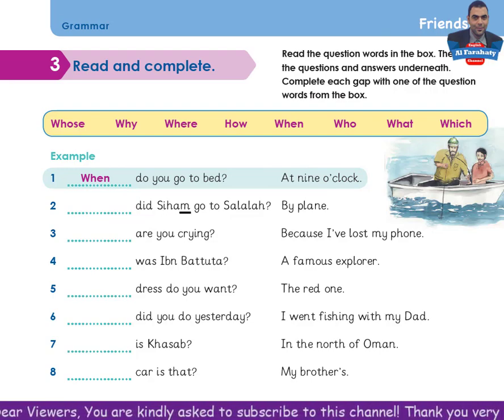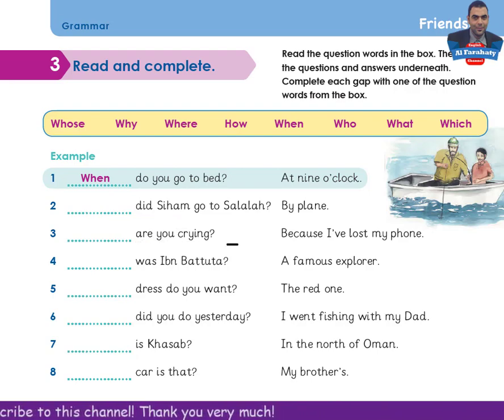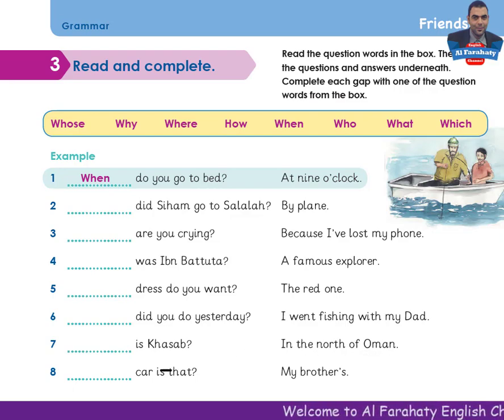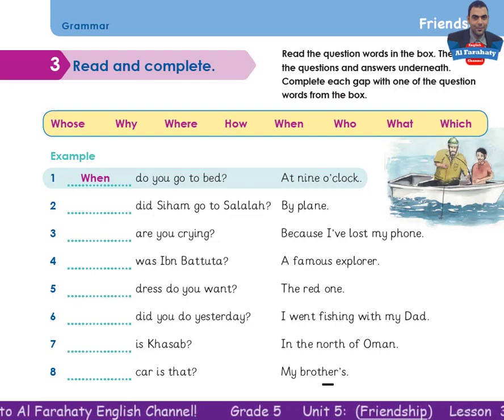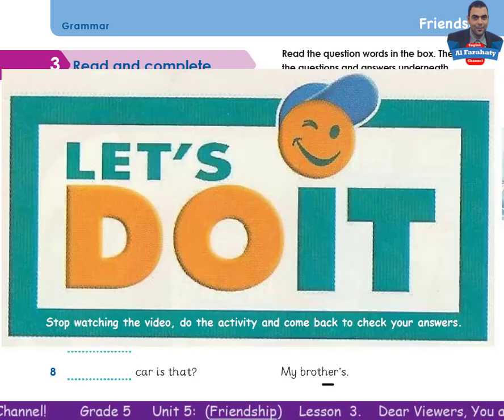Did Siham go to Salala? By plane. Are you crying? Because I have lost my phone. Was Ibn Battuta a famous explorer? Dress do you want? The red one. Did you do yesterday? I went fishing with my dad. Is Hasp in the north of Oman? Car is that, my brothers. Now take your time and use your pencil to do the activity, then come back to check your answers.